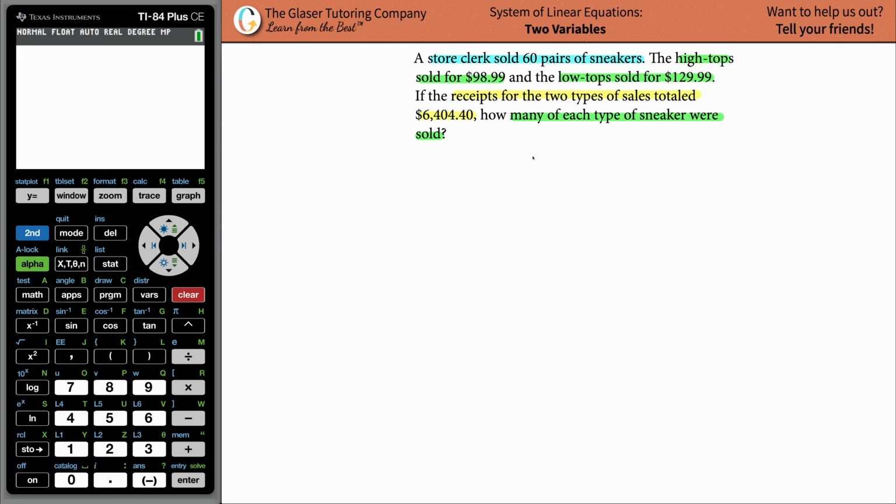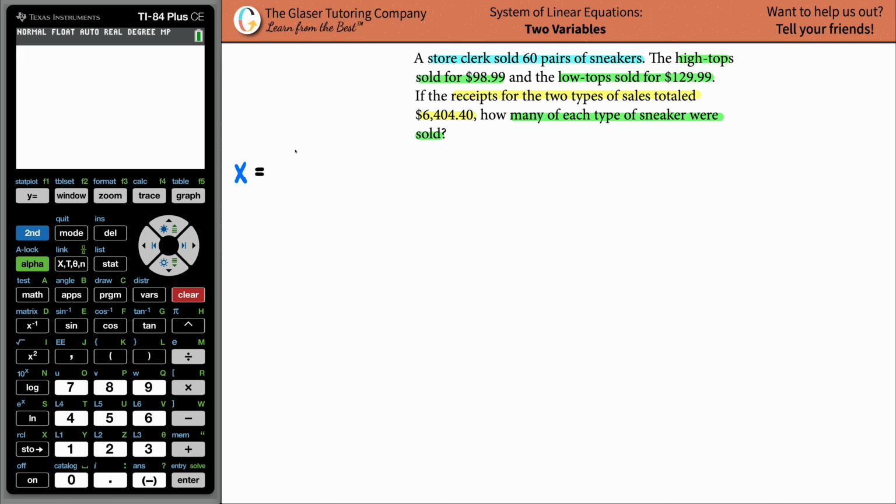But let's keep going. You can use any letter, A, B, C, D, E, F, right? But usually in math, you start off with the letter X. X marks the spot. Here's going to be my first variable. We want to know each type, so let's separate them. Since they talked about high tops first, I'll say X is the high top.